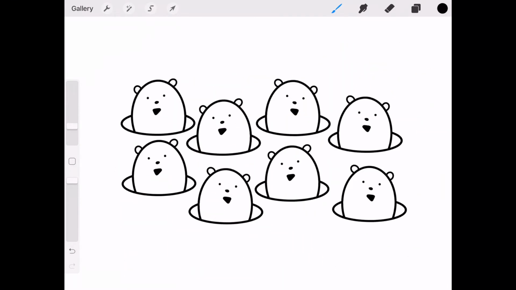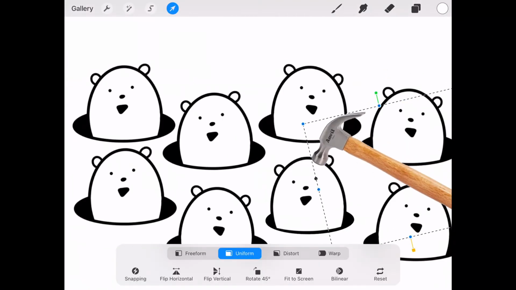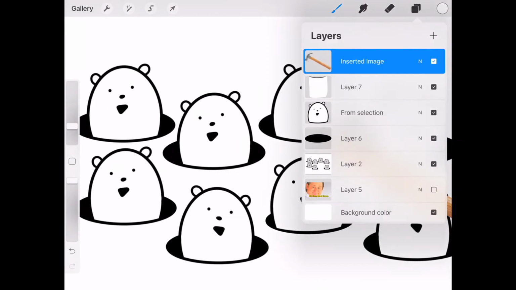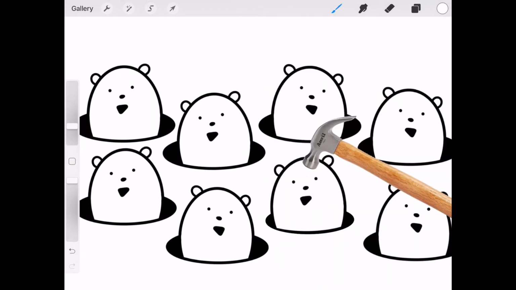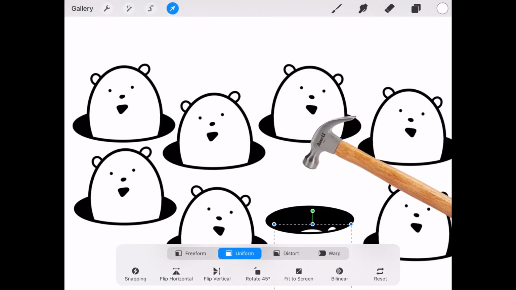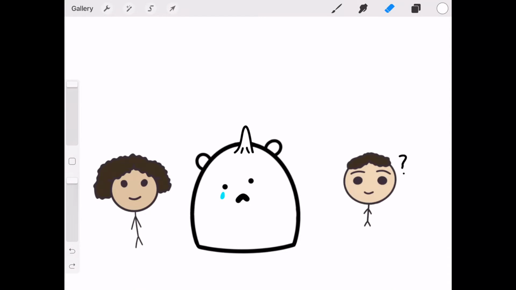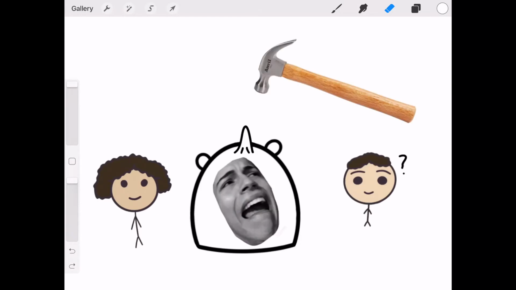Let's say you're playing whack-a-mole, and with your hammer, you manage to hit a mole. What do you think is stopping the hammer and making it bounce back to you? I'm guessing the mole. Exactly. The hammer whacks the mole, and the mole whacks the hammer.